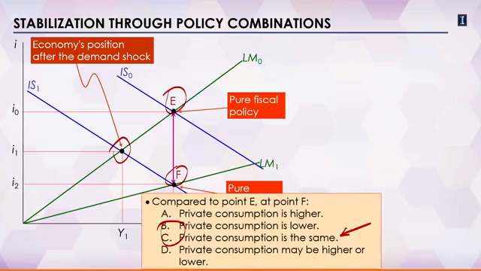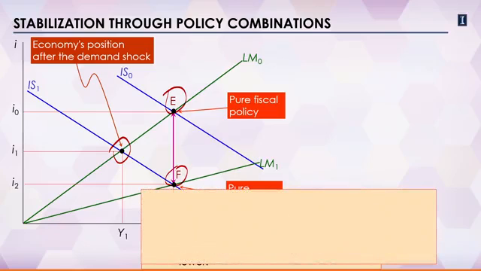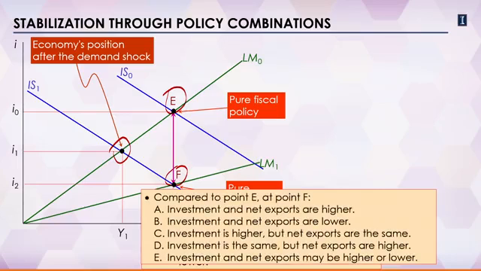Now, let's look at another question so that we fully understand what's happening at point E versus point F, and what fiscal policy does versus monetary policy. Look at the possible answers to this question. We want to know at point F compared to point E, do we have more investment and net exports, less investment and net exports? Maybe one is higher, one is lower. Maybe they're the same. Take a look at these answers and choose the one that you think best represents the situation.